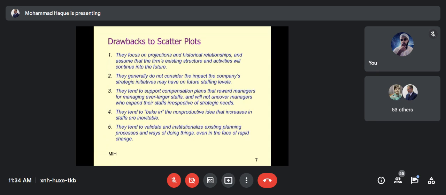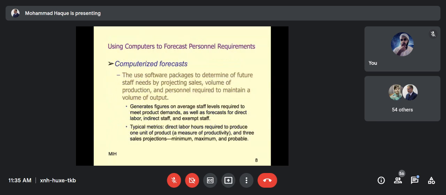We also find that when we are planning, we would see whether the organization has gone for a restructuring process or process re-engineering, and with that we look at different needs. Similarly, there is a forecast called computerized forecasts. A computerized forecast uses a software package to determine future staff needs by projecting sales volume or production and the personnel requirement to maintain a volume of output.